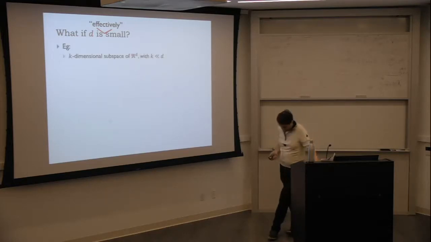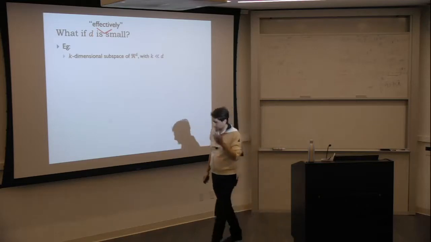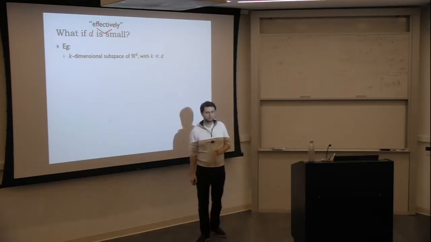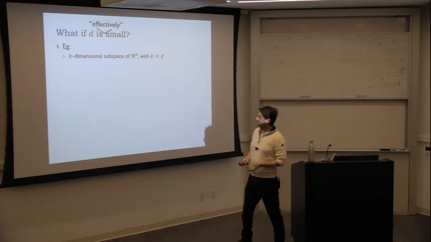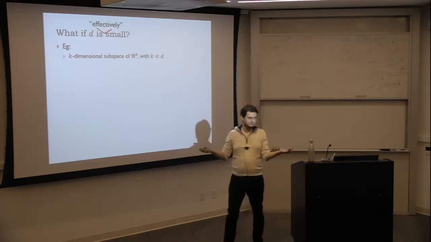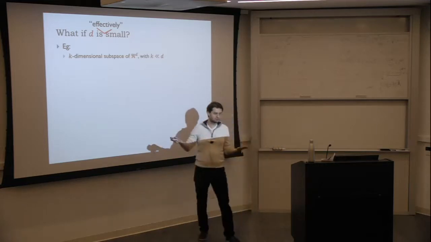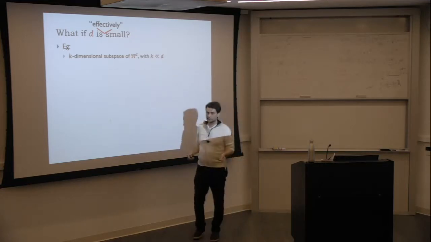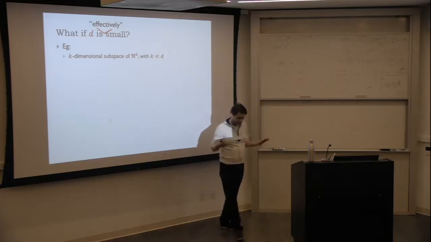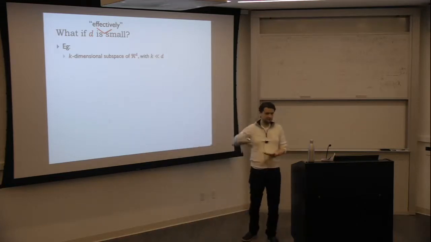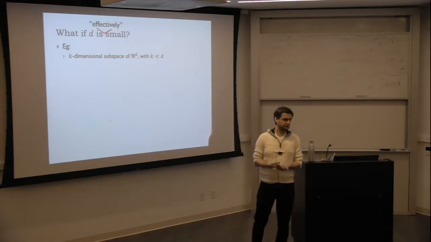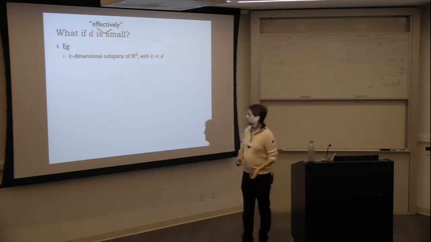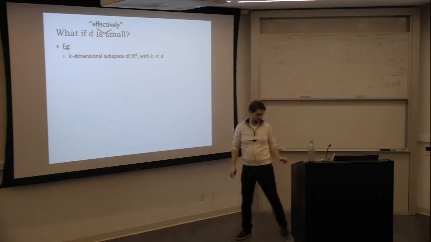Okay, so let's start with the simplest possible example of what it would mean for dimension to be effectively small, which is the following. Suppose the entire data set and the query points live in a very high dimensional space, dimension D, okay? But really the query and the data set can only come from a fixed subspace of dimension K. So it's a linear subspace of dimension K where all the action happens. Okay, where K is much, much smaller than D.